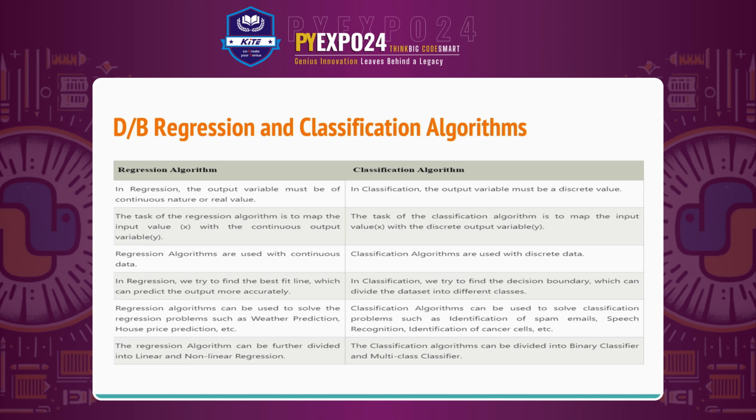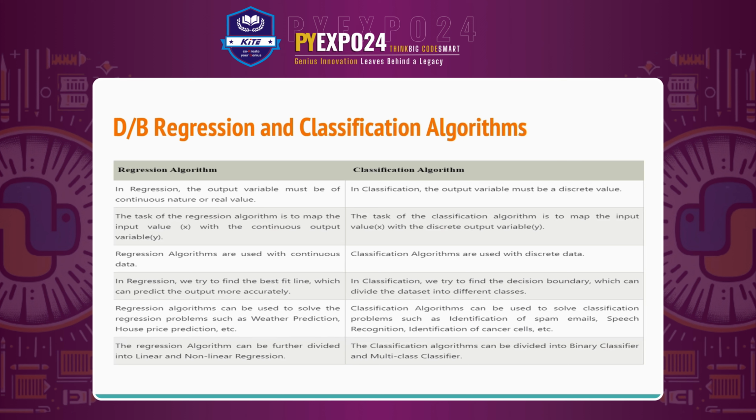The major difference between the regression and classification algorithms is given below. In regression, the output variable must be of continuous nature. In classification, the output variable must be a discrete value. Regression algorithms use continuous data. Classification algorithms use discrete data.